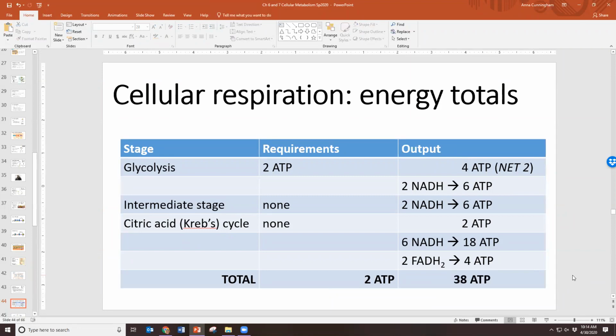For reference, let's think about this. Cellular respiration is a huge process. We just went through it.